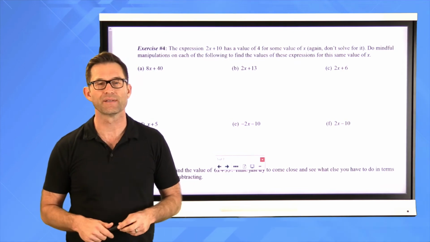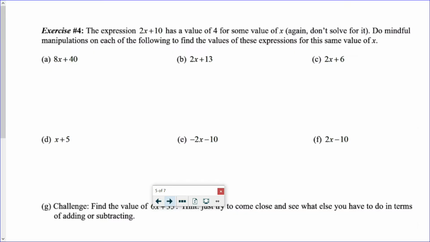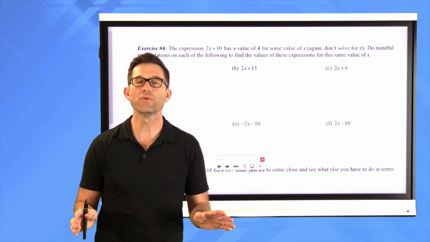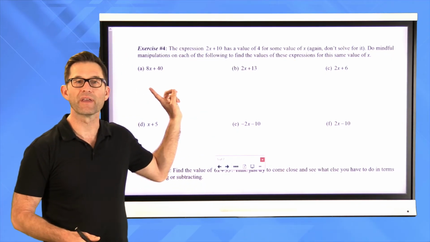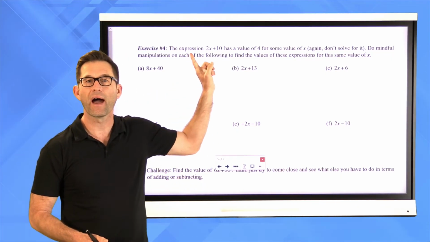Let's take a look at exercise number 4. The expression 2x plus 10 has a value of 4 for some value of x. Again, don't solve for it. Do mindful manipulations on each of the following to find the values of these expressions for the same value of x. All right, let's do the first two together and then have you play around with the rest of them on your own. The first expression I'm looking at is 8x plus 40, and I want to get 2x plus 10 involved.